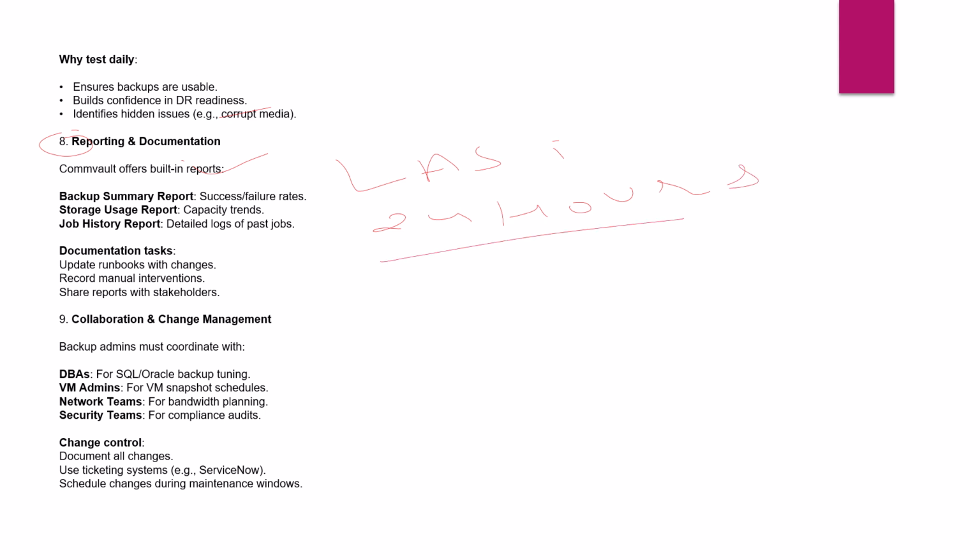You log in and fetch this report and easily find out how many clients were backed up in the last 24 hours, what the success rate or the SLA is and everything, and you can find out the capacity trend as well. You easily find all the reports from the console. Okay, update the runbook, record the manual intervention, share the reports with the stakeholders. That means if your backups are failing in the last 24 hours, at this time and this time, you can ask them why they are failing.